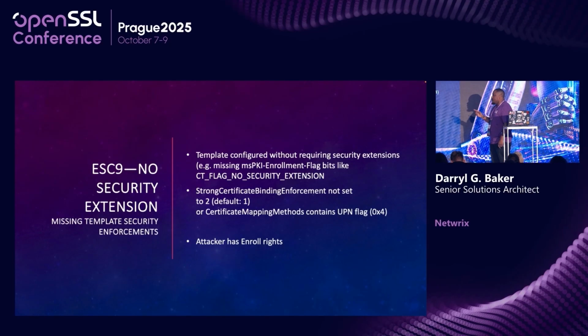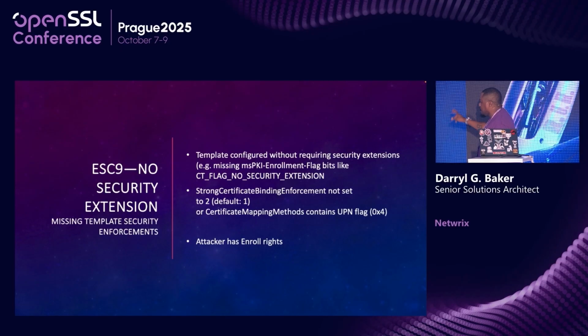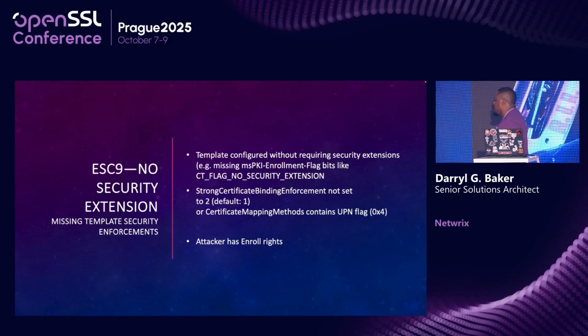By default, it is set to 1. A lot of environments have it set to 2 as well, which is a security level. It's actually more secure than your default 1. The security mapping methods here, this UPN flag, this hex 4, just pertains to the fact that it doesn't really care about what's going on with UPN. It's not doing strict UPN mapping to the SAN.